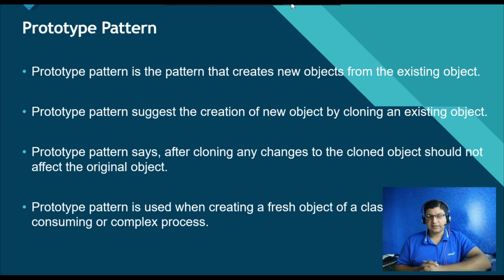Prototype pattern suggests the creation of a new object by cloning an existing object. This pattern creates a new object from an existing object. In prototype pattern, new objects are created by a deep copy of an existing object. Actually, it is a cloning of an existing object. After cloning, any changes we make on a cloned object should not affect the original object.